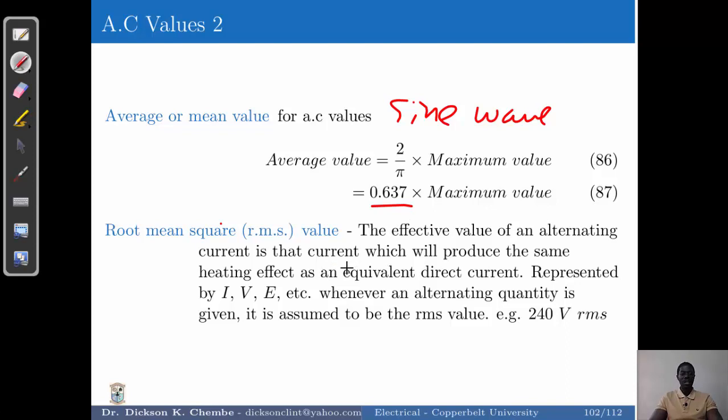Other values that we look at are the root mean square, or the RMS value, which we call the effective value of an alternating current. That is the value that produces the same heating effect as an equivalent direct current. This is represented simply by the capital letters I, V, and E, etc. So whenever an alternating quantity is given, it is considered already as an RMS value. For instance, in Zambia, we use 50 Hz. Our single phase circuits are between 230 and 240 volts. So we can consider that as 240 volts RMS value.